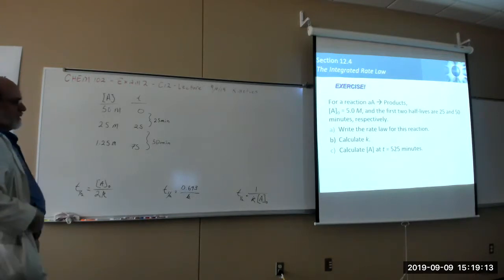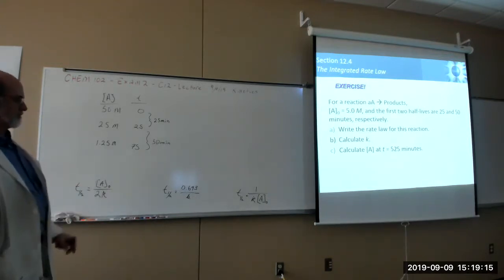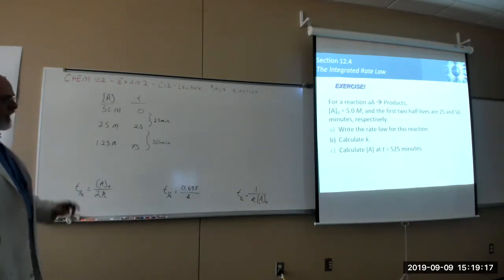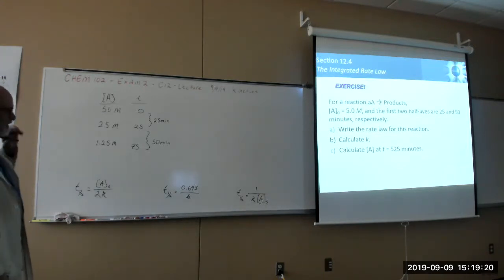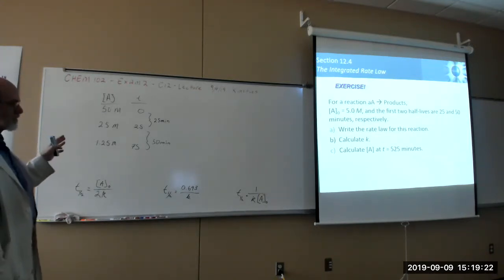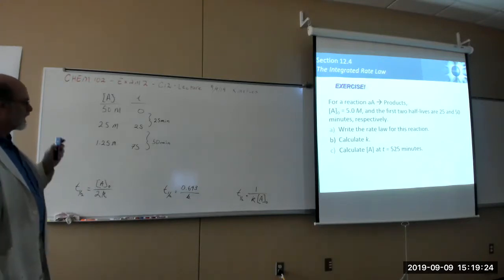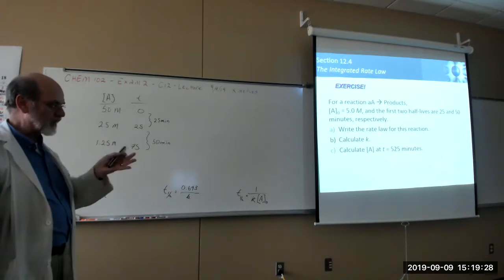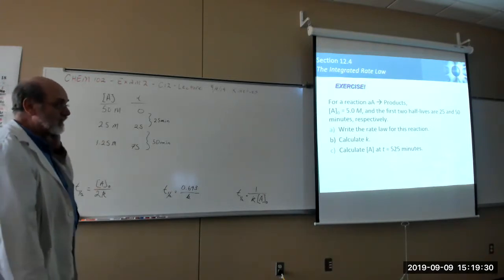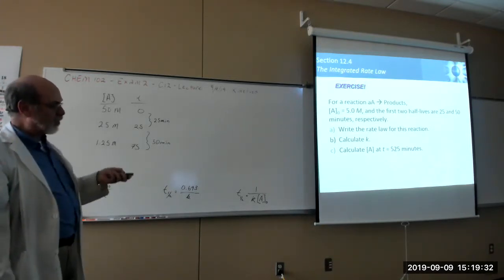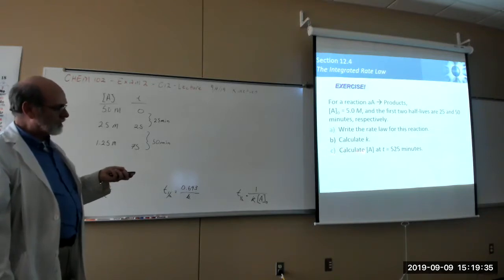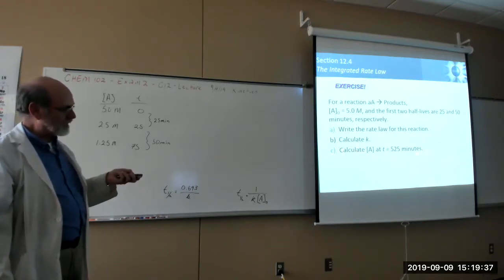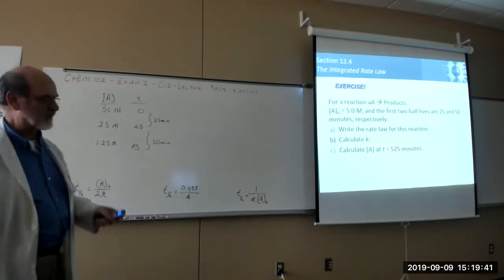So, process of elimination. If we're going to write the rate law, we need to do some things from this information before we can calculate K, because we need to know whether it's zero, first, or second order. And then once we figure that out and calculate K, we're going to use the information we got from that one and the rate law to determine what's the concentration after 525 minutes.